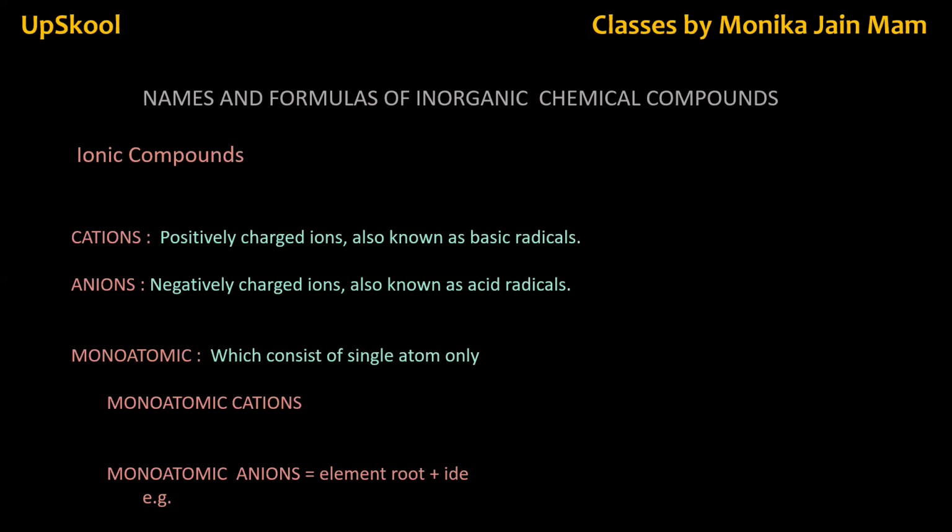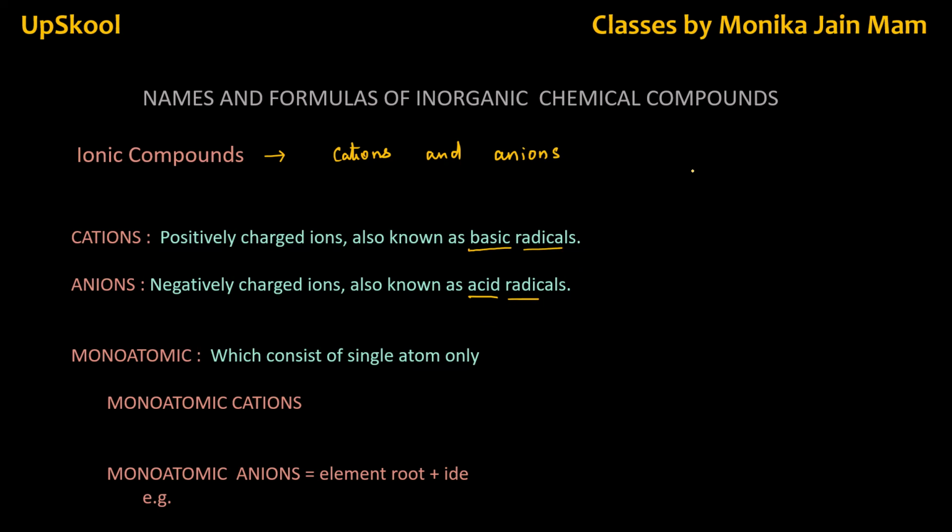Ionic compounds. Now what are ionic compounds? Of course, ionic compounds, you know, contain cations and anions. And I think you are very much sure about what cations and anions are. Cations are positively charged, anions negatively charged. But I have written another word with it. Cations are also known as basic radicals and anions are acid radicals. Maybe some of you are aware, but some of you may not be.